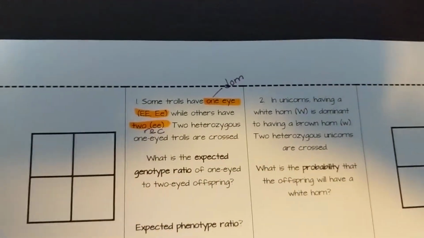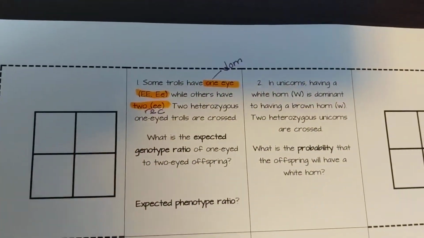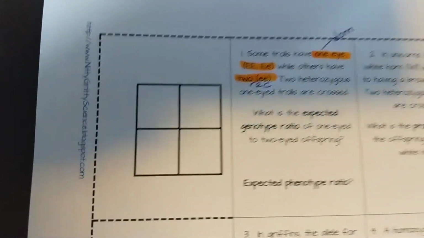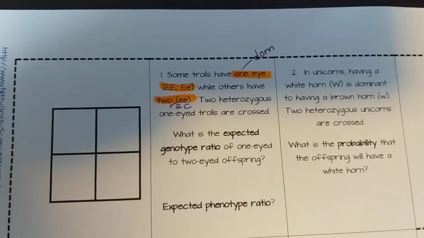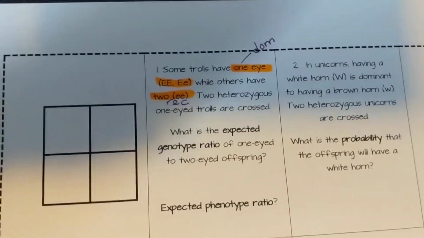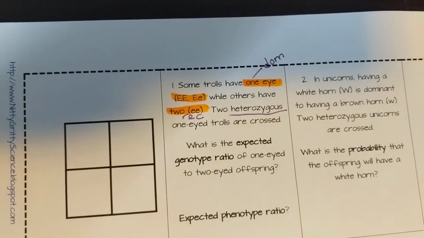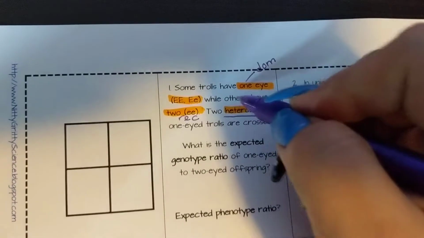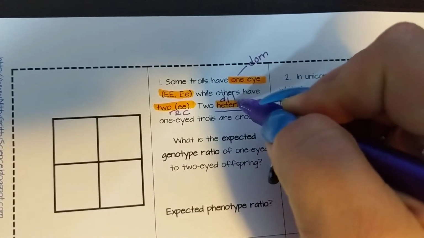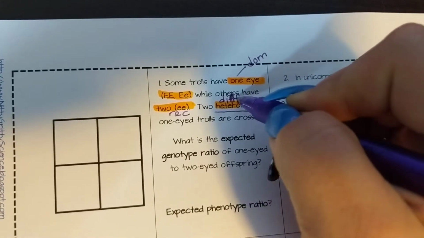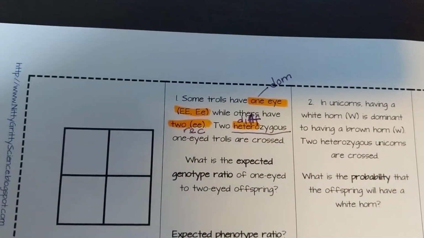Alright, moving on. Two heterozygous one-eyed trolls are crossed. So on the Punnett square, we are going to cross two heterozygous one-eyed trolls. It's important that we identify the word heterozygous. Anytime I see hetero, I am going to identify it and write the word different. I don't know how to write F's today. That's supposed to indicate different, but I messed up on my F.